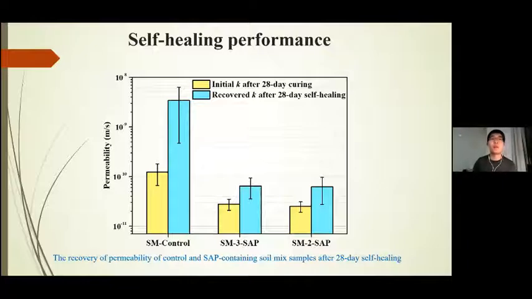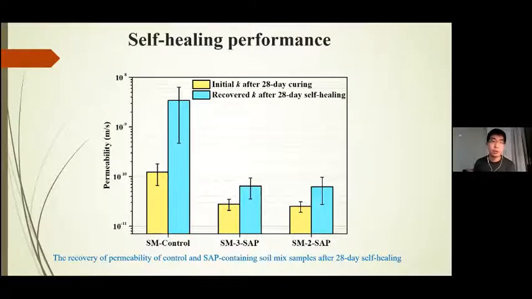In addition to the self-immune ability we observed, we also investigated the self-healing performance. So this is the permeability. The yellow column is the initial permeability of the soil cement system after 28-day curing. And then we cracked the samples on the UCS frame. And after 20 days, we did the permeability test again to see if the permeability had recovered.